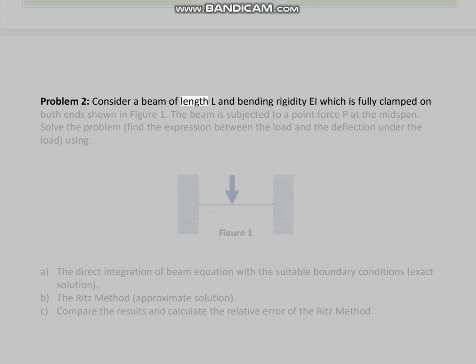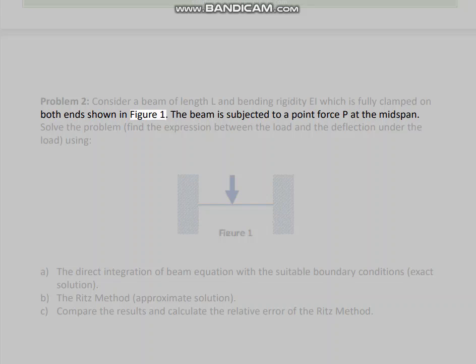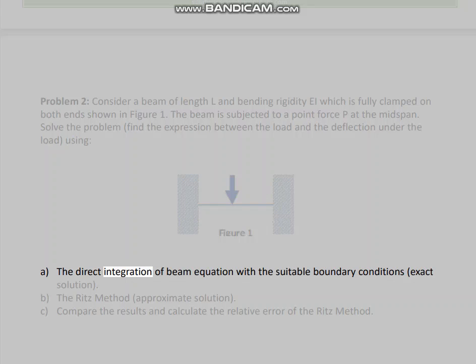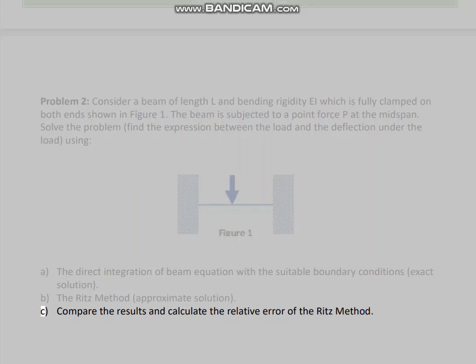Problem 2. Consider a beam of length L and bending rigidity EI which is fully clamped on both ends, shown in Figure 1. The beam is subjected to a point force P at the midspan. Solve the problem. Find the expression between the load and the deflection under the load using A. the direct integration of the beam equation with suitable boundary conditions, exact solution; B. the Ritz method, approximate solution; C. compare the results and calculate the relative error of the Ritz method.